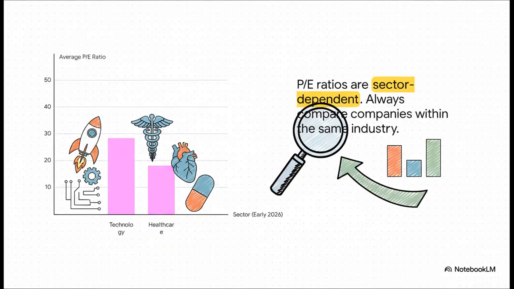And this is why context is absolutely everything. PE ratios are not one size fits all. What's considered a high PE in, say, the healthcare industry might be seen as pretty low in the tech world. So the key takeaway here is crucial: a PE ratio is only meaningful when you compare it to other companies in the exact same industry. You can't compare apples to oranges.